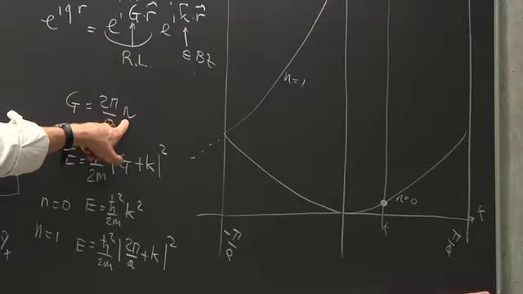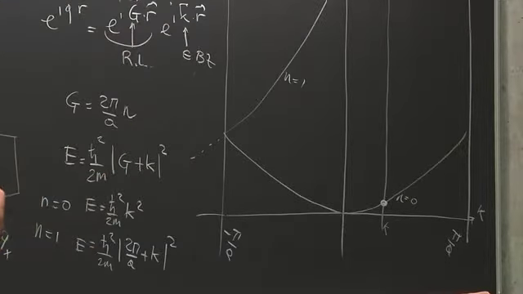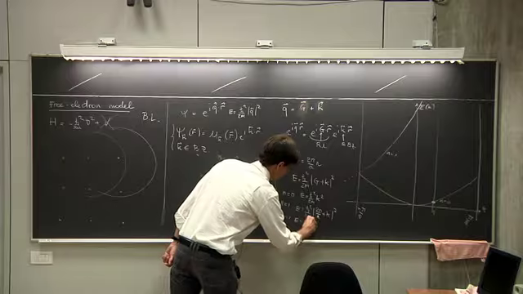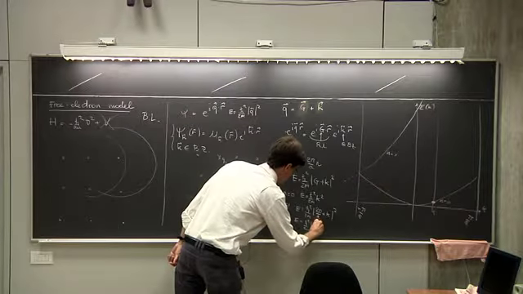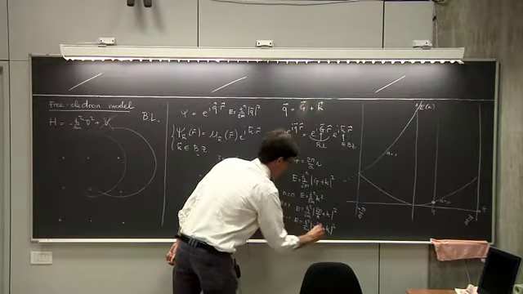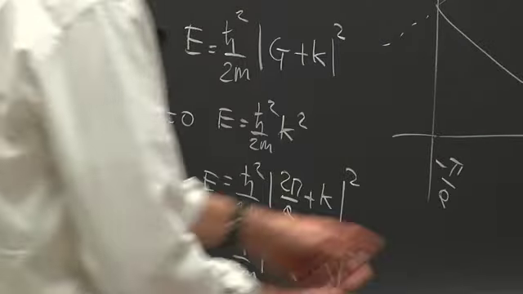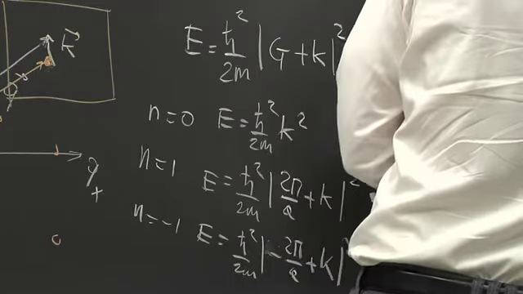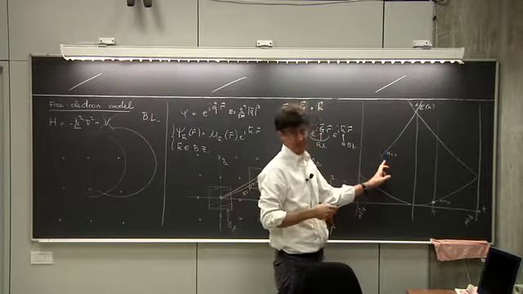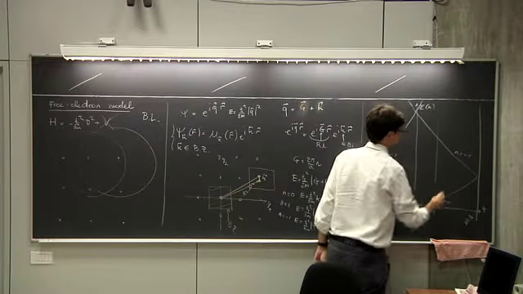n is not restricted to take only positive values. You can take also negative values. So n equal to minus 1, for example. n equals to minus 1. Energy is equal to h bar squared over 2m (minus 2 pi over a plus k) squared. Again a parabola, but now centered at 2 pi over a. Well, somewhere there, it will hit this point here again. Notice that this parabola is exactly symmetric to this one, right? I'm just exchanging k into minus k. So this is n equals to minus 1.